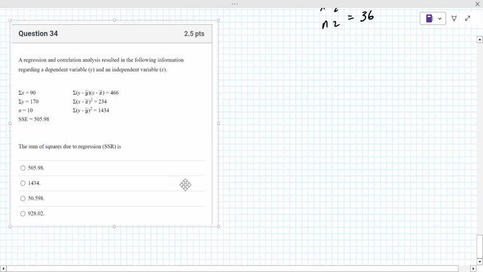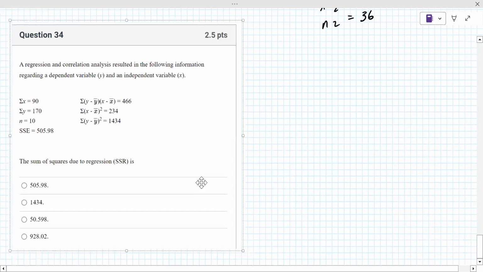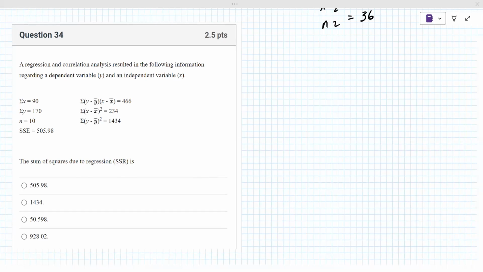A regression and correlation analysis results in the following information. The sum of squares regression. So this is all a formula. You've got to be able to find it. So the sum of squares regression, I'm going to go find that on the formula sheet. It's on the right side on page 2. Here's one of them.